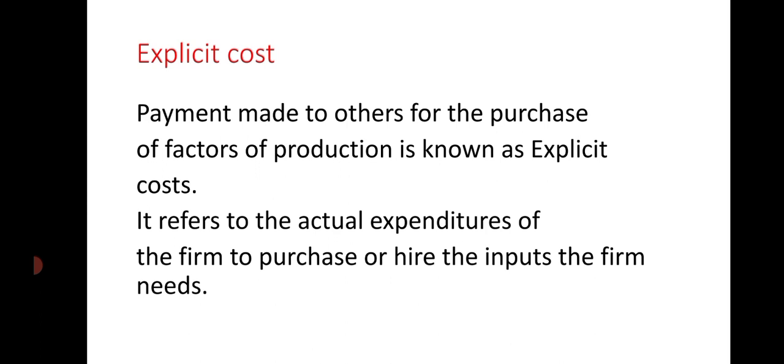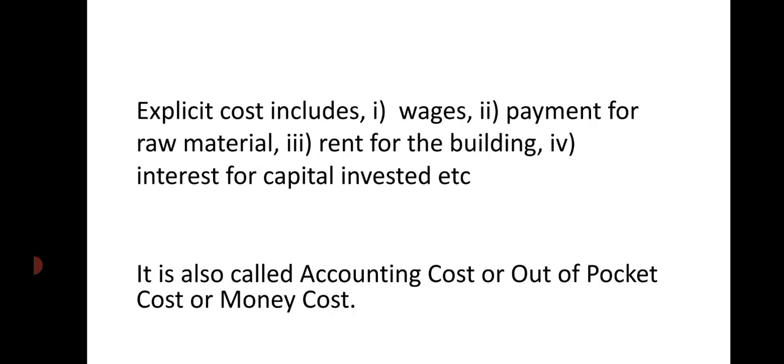Explicit cost includes wages, payment for raw materials, rent for building, and interest for capital invested, and so on. It is also called accounting cost or out of pocket cost or money cost, because it is expressed in terms of money. That's why it is called money cost. In short, explicit cost means payment to factors of production.